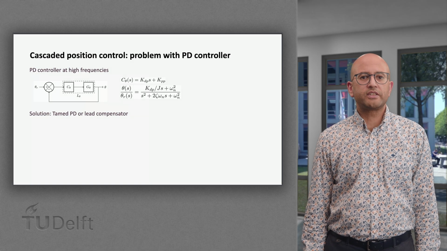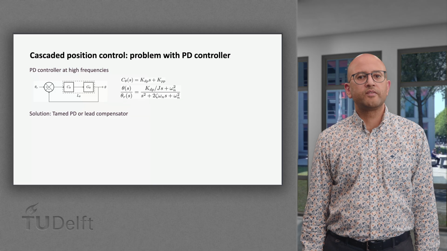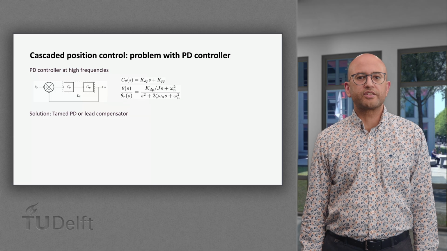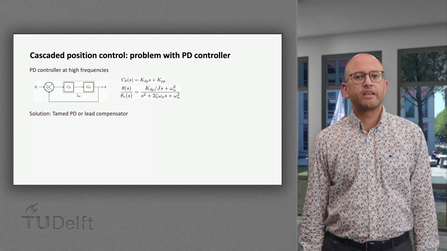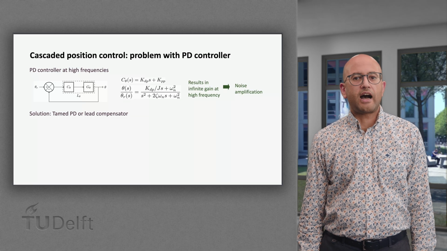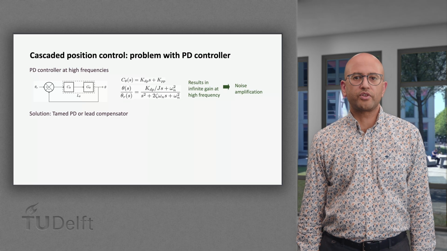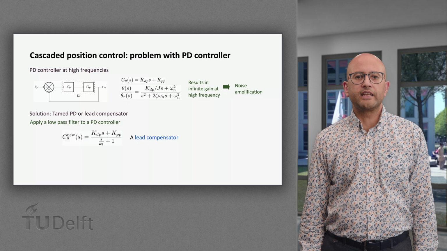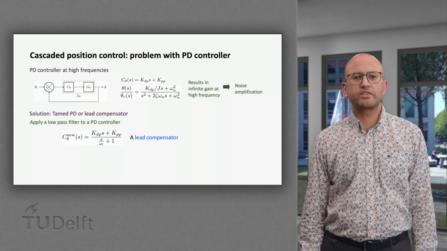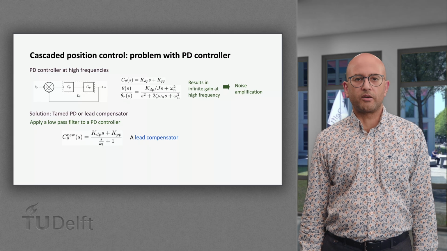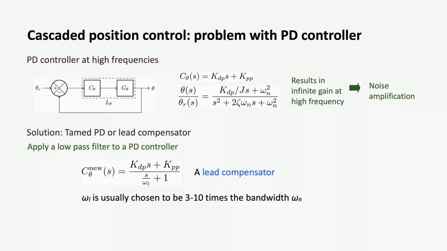However, you may notice in the closed loop transfer function, on the numerator, there is still the differential S. It amplifies noise at high frequency. To solve this problem, we need to apply a low-pass filter to the PD controller, which results in a so-called lead compensator, where the cutoff frequency omega is usually 3 to 10 times the bandwidth omega n.